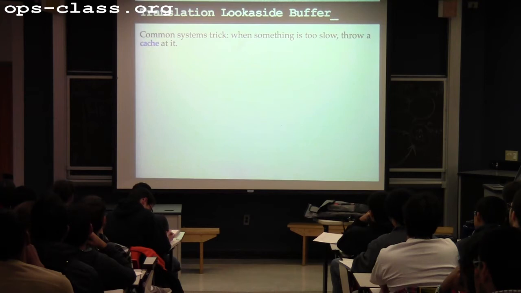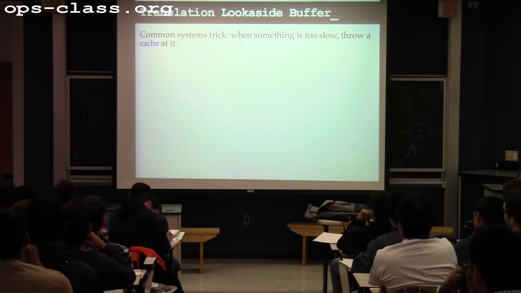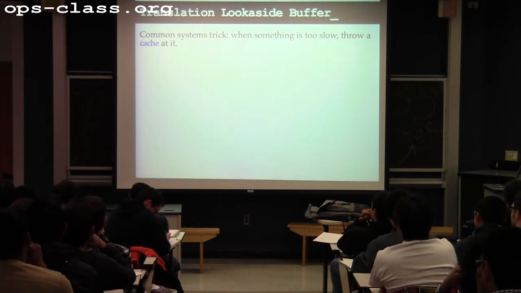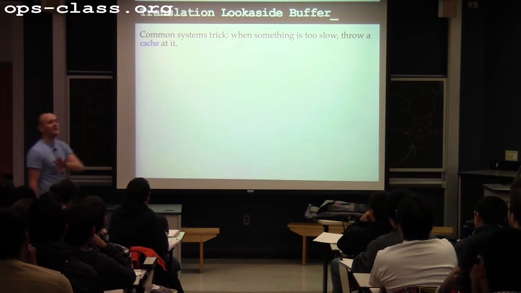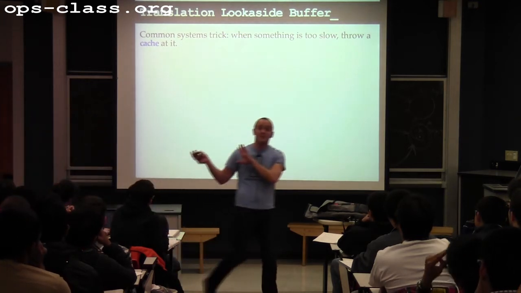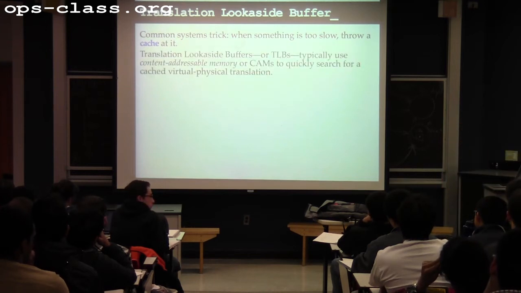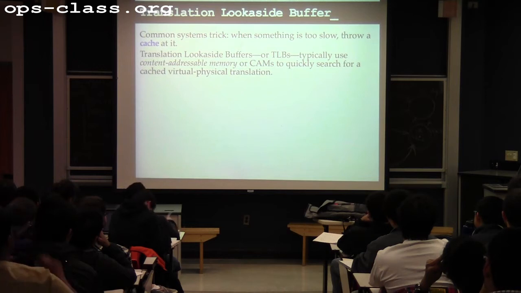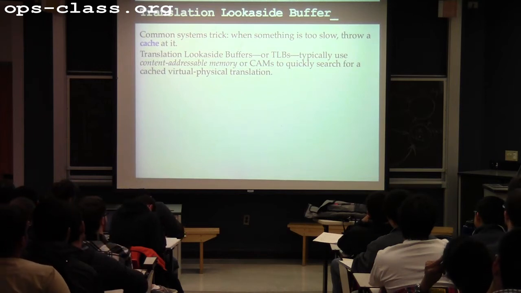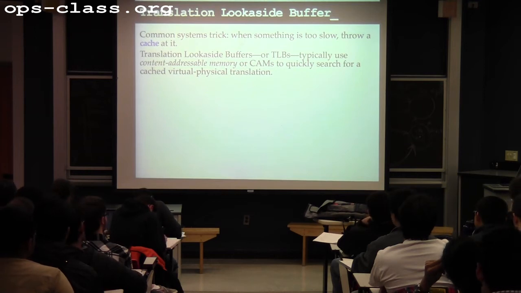So, again, this is one of our common system design principles. If you don't take anything else away from this class, or if you only take a few things, let this be one of them: if something is slow, put a cache in front of it. The cache we're going to use in this case is a special piece of hardware called a translation lookaside buffer. We never call them that again. We call them TLBs because it's so nice to say that word.